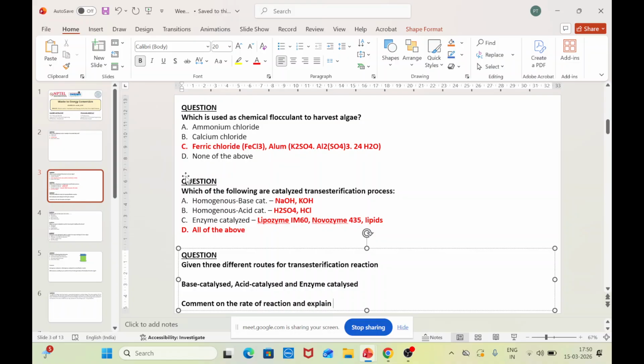So if I use, for example, sodium hydroxide, will my transesterification reaction process happen faster? Or if I use H2SO4, will that transesterification process happen faster? Or if I use Lipozyme IM60, will my transesterification rate be faster? So if there is an order, I mean ascending or descending order.